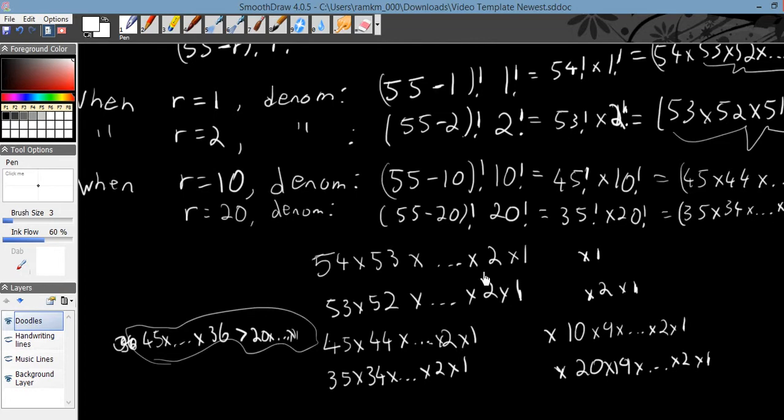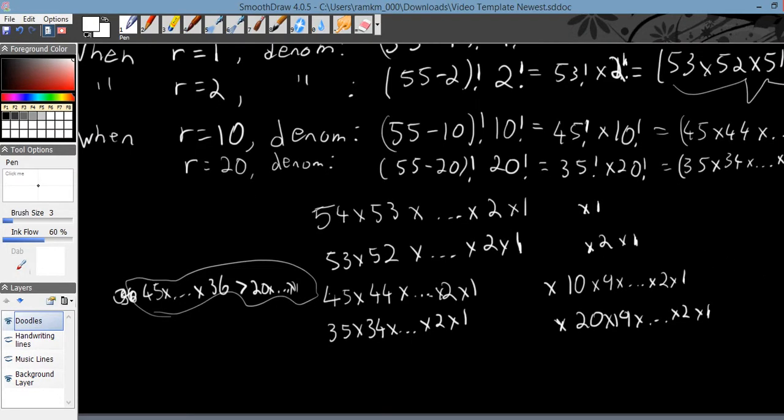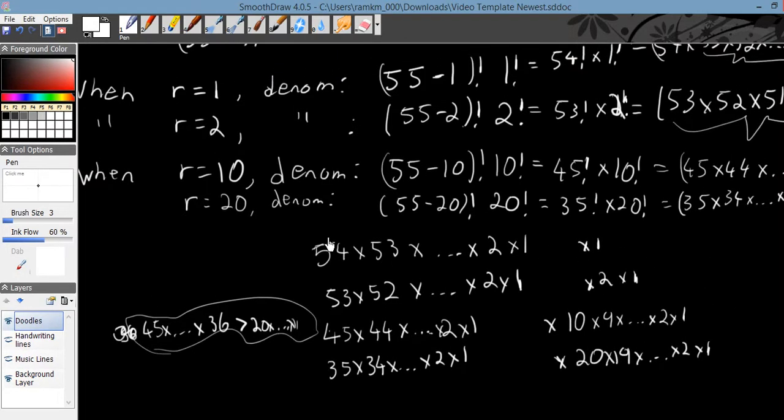And really, we can make a similar argument if we want to compare this last one here with the first one. This is also going to contain a 35 factorial, but what about the rest? The rest here is 36 through 54 and 1, while the rest here is just 20 to 1. So you can see that this is clearly bigger. But there is a point when making r bigger does not make this denominator smaller.